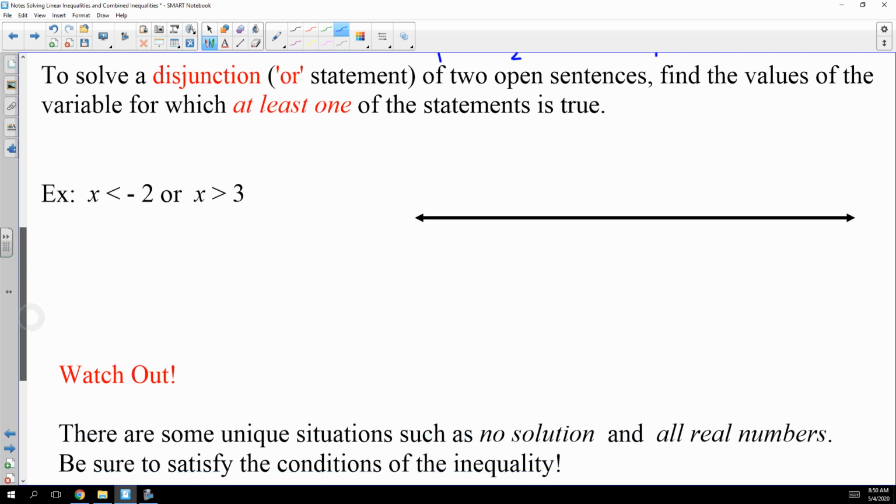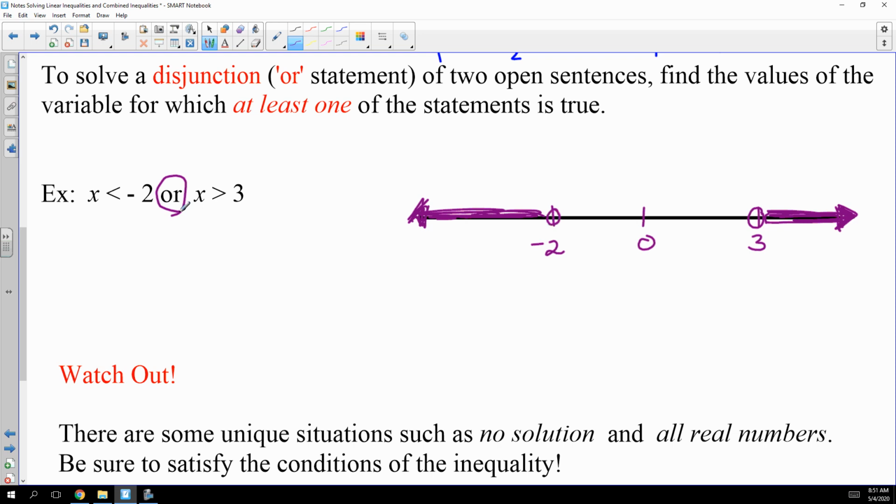For a disjunction, you want to find the values of the variable for at least one of the statements to be true. So in this case, we're talking about x is less than -2 or x is greater than 3, which means we could have solutions that are to the left of -2 or solutions that are to the right of 3, solutions that are greater than 3. Your disjunction cannot be written as a combined inequality without the word or. You're always going to see that word or there, okay?